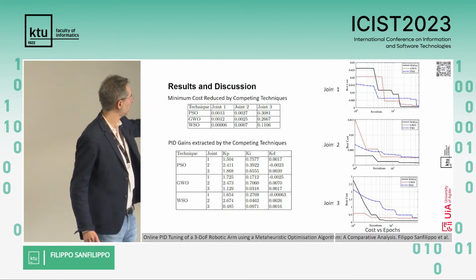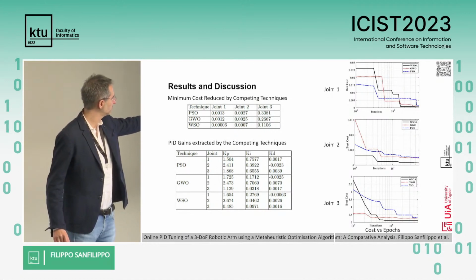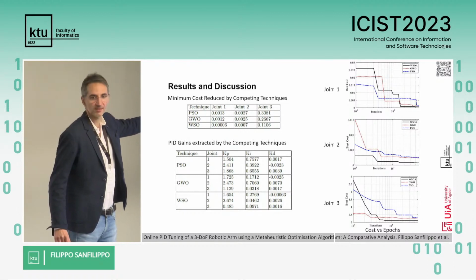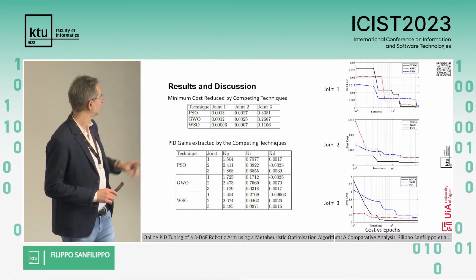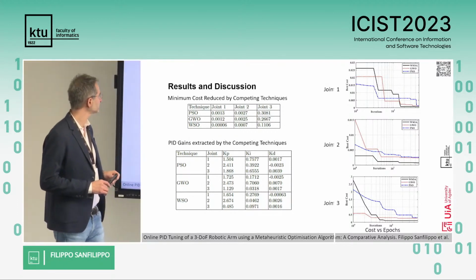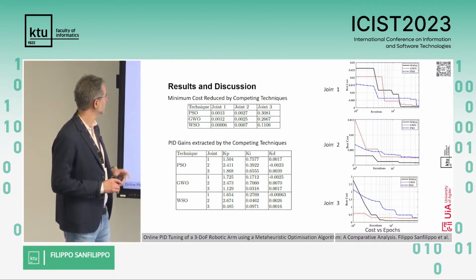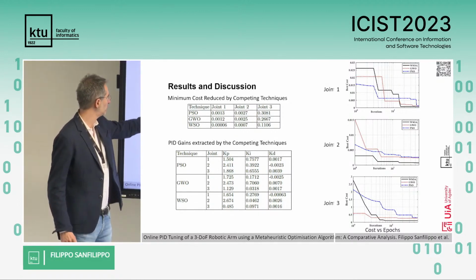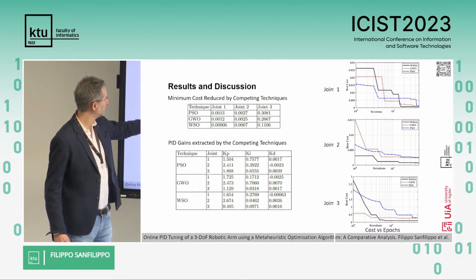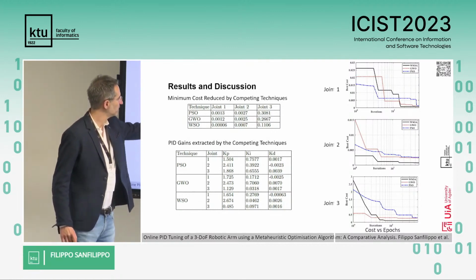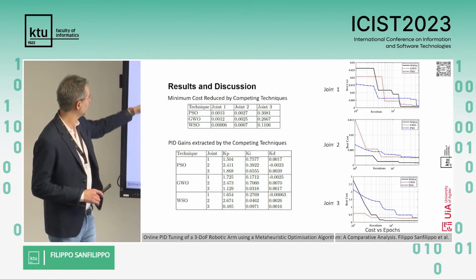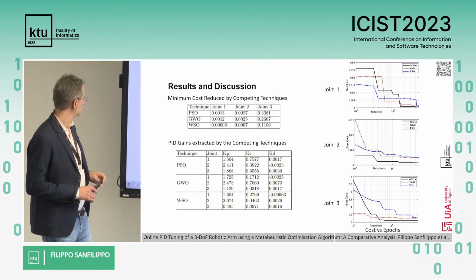Basically, this is a comparison of our algorithm, WSO, against particle swarm optimization and gray wolf optimization. For the 3 joints, we have a robotic arm with 3 degrees of freedom. This is a comparison in the joint space, and as you can see, WSO is performing very well compared to PSO and GWO in this specific case, because the error is much lower.